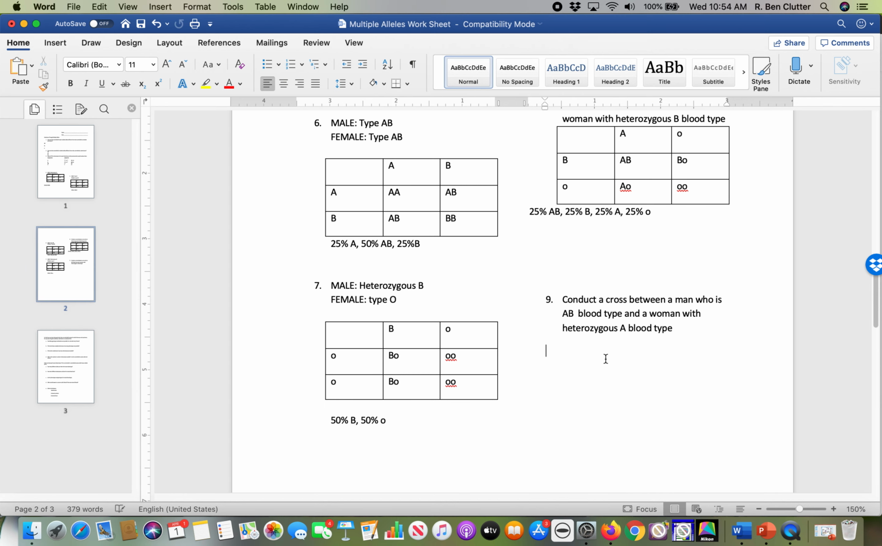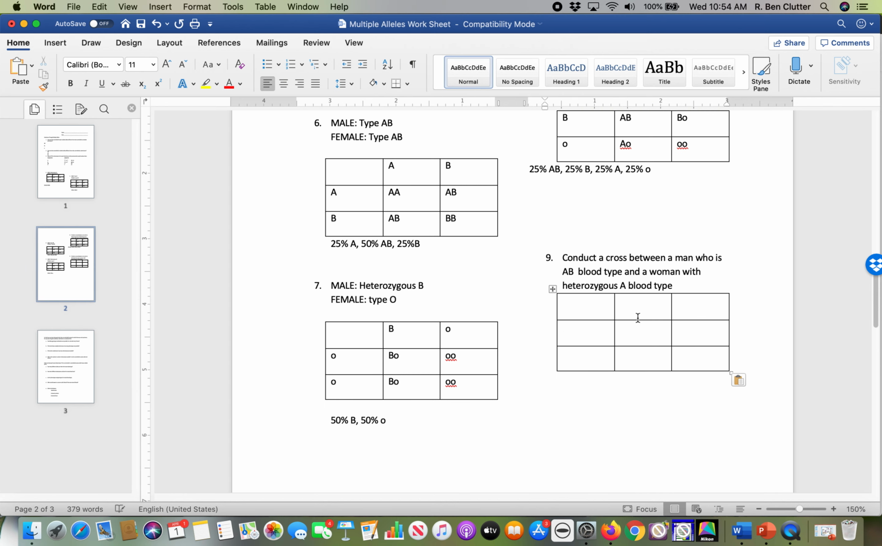Delete table. There we go. All right. So, conduct a cross between a man who is AB blood type. Pay very close attention to this problem. If you've been tuning out, pay close attention because this one has a common error that a lot of students make. So here we have AB and a woman with heterozygous A blood type. So AB is AB. Remember, heterozygous is an A with an O.